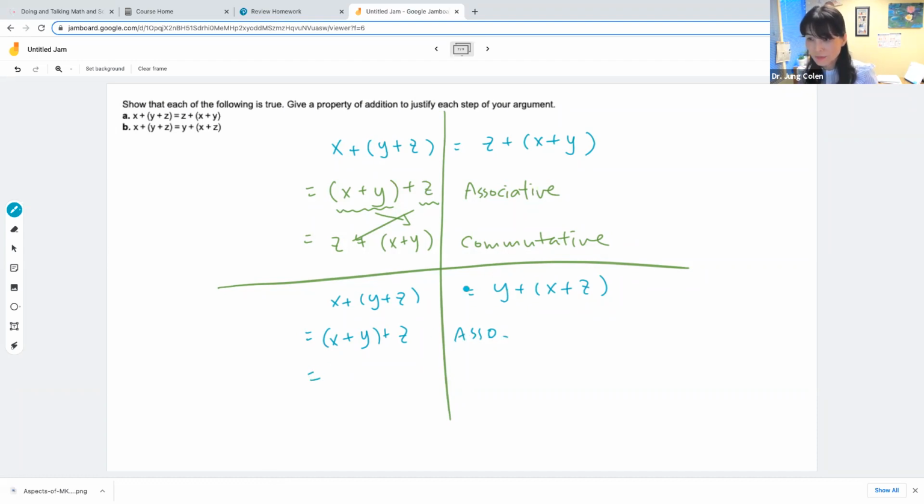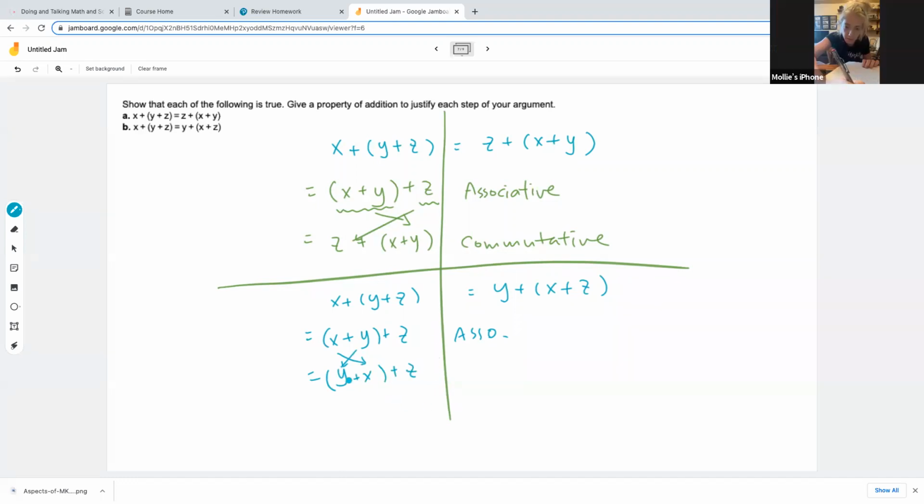I just can flip these two around to go to y, x, and z order, right? So I can flip these two. I am commuting these two numbers. You see that? I just commuted these two numbers. So it's a commutative property.